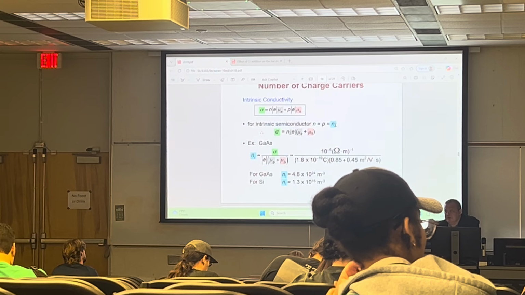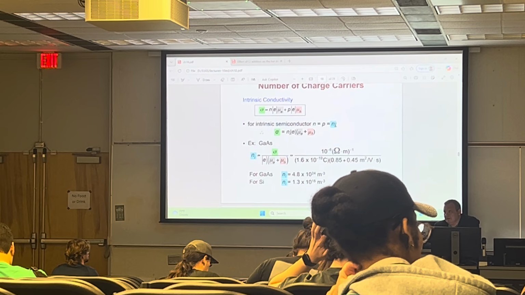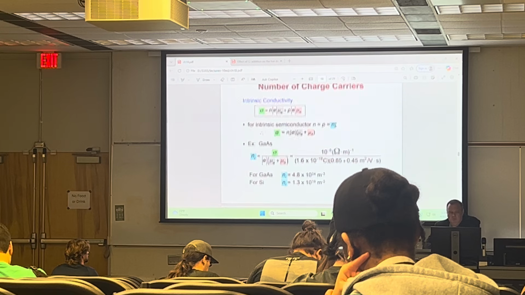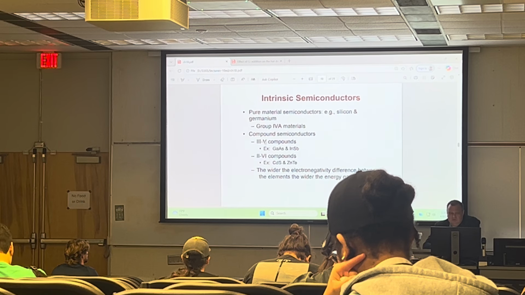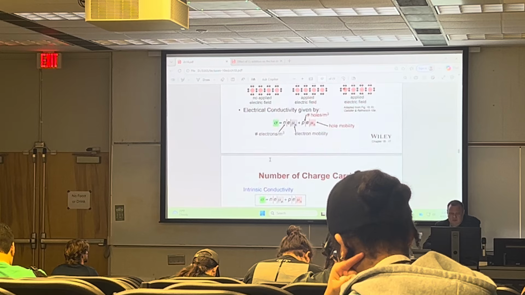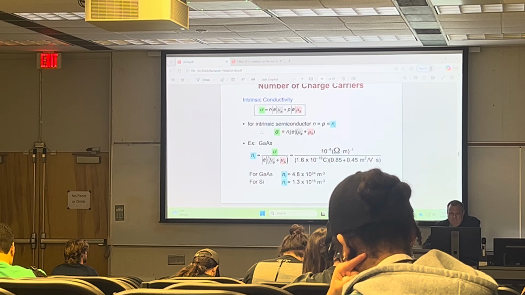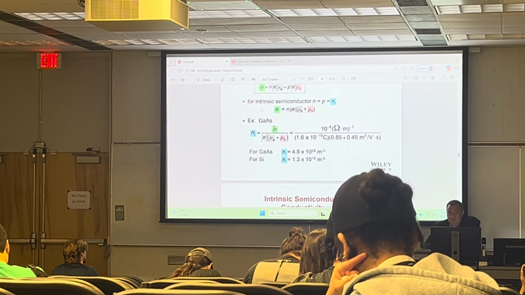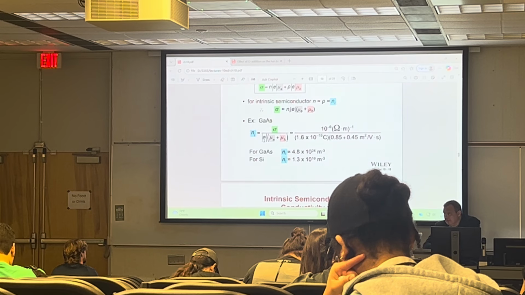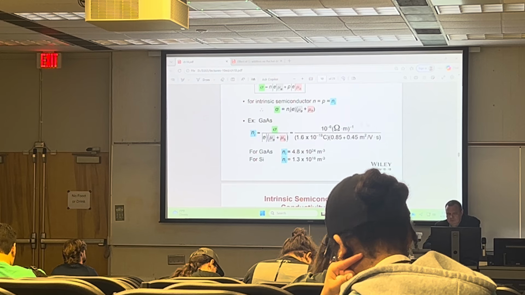This is the definition of intrinsic semiconductor. And what are the intrinsic semiconductors? These are pure or compound. Let's calculate for gallium arsenide. It's equal to sigma divided by the absolute value of the electron charge times the electron mobility plus the Hall mobility. And we can plug in the numbers.